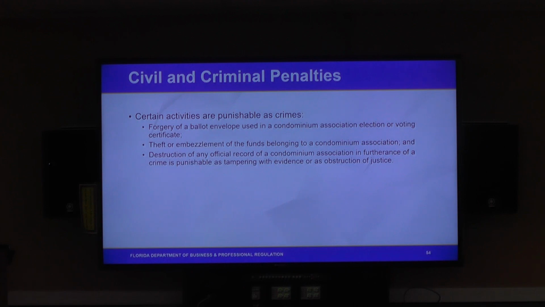Any official or director charged by information or indictment with a crime described in Chapter 718, Section 111, subsection 1D, must be removed from the office and the vacancy filled for the remainder of the term or suspension by the election of a new officer or director.